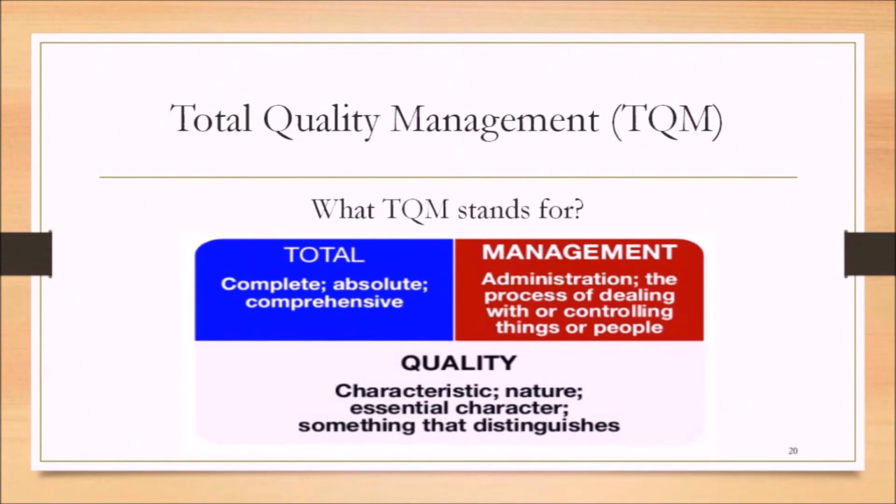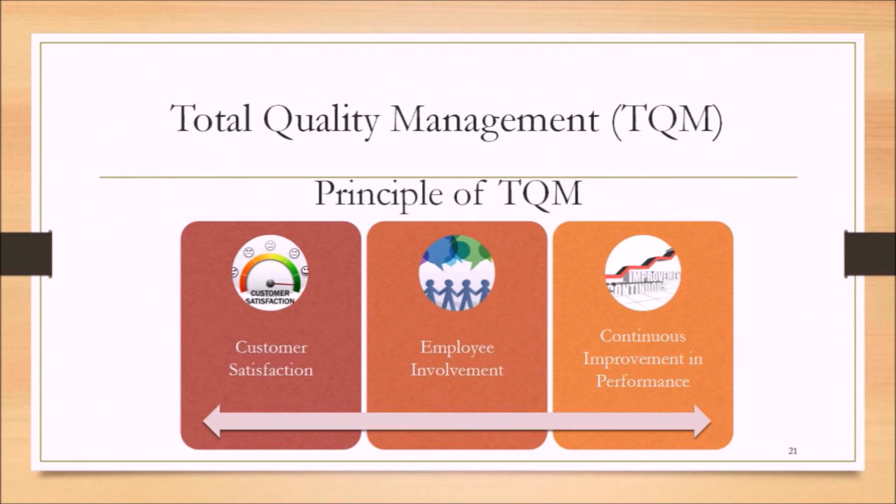Total quality management was first developed in the 1950s and then steadily became more popular in the early 1980s as it became a management philosophy where all departments and employees needed to focus on meeting customer needs and organization objectives. Total quality management focuses on 3 principles, which are customer satisfaction, employee involvement, and continuous improvement in performance in order to achieve a high level of quality performance.